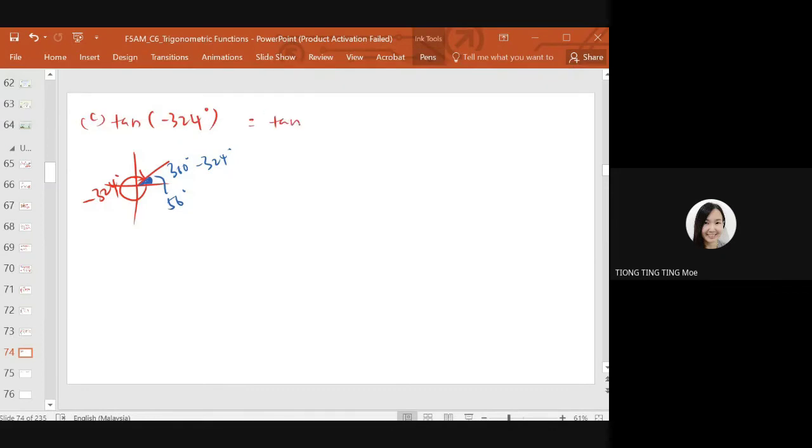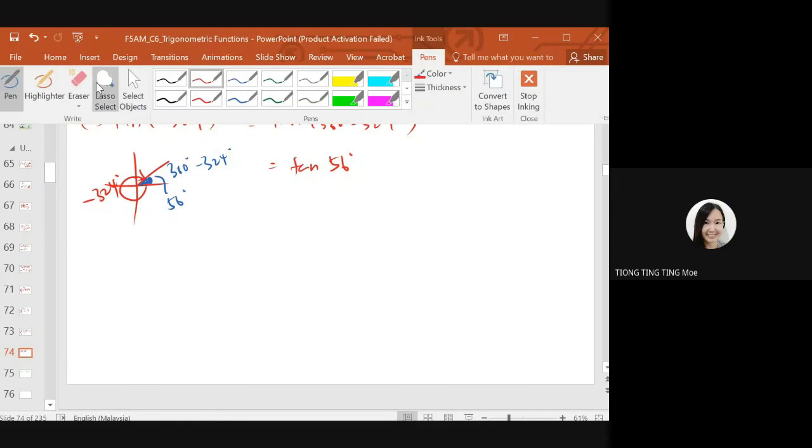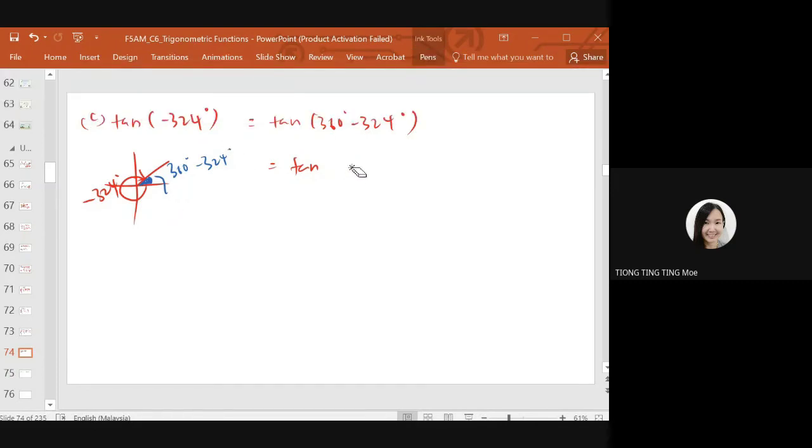So you get tangent of 360 minus 324. So you get tangent 56. Sorry, I think the answer is 36. 360 minus 324, the answer is 36 degrees, right? Then after this, we have to know whether it's positive or negative. First quadrant, no need to check, of course it is positive. Tangent 36 degrees is positive. Then you press your calculator: 0.7265.